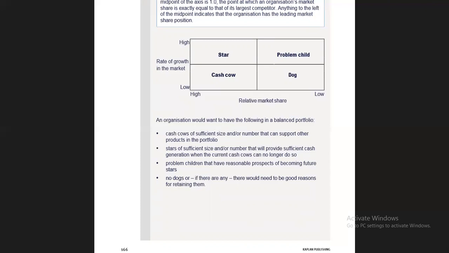Problem children which have reasonable prospects of becoming future stars. A problem child will give you profits in the future, but not in the current scenario. If you bear those losses, then you will earn profits from that product. Otherwise, you will not, if you have the resources to bear that loss. No dogs, or if there are any, there would need to be good reasons for retaining them.